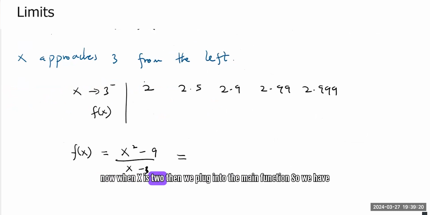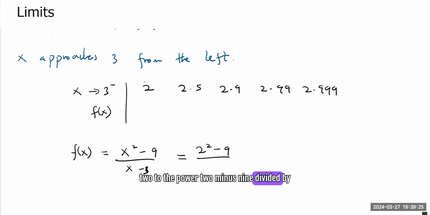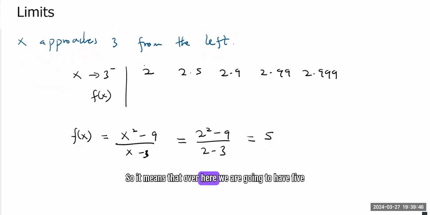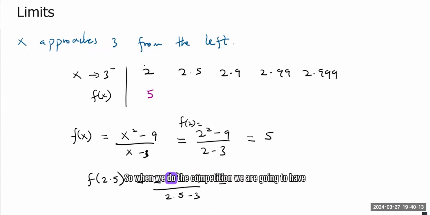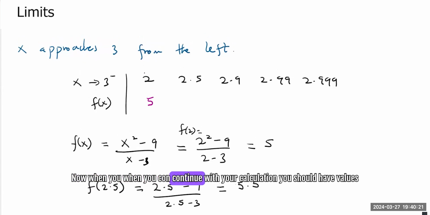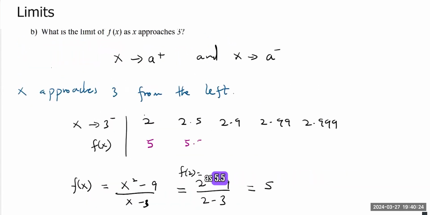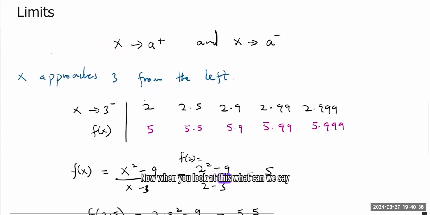Now, when x is 2, then we plug into the main function. So we have 2 to the power 2 minus 9 divided by 2 minus 3. And that gives us what? It gives us 5. So it means that over here, we're going to have 5. When x is 2.5, you're going to have 2.5 to the power 2 minus 9 over 2.5 minus 3. So when we do the computation, we are going to have 5.5. Now, when you continue with your calculation, you should have values as 5.5, 5.9, 5.99, 5.999. Now, when you look at this, what can we say?